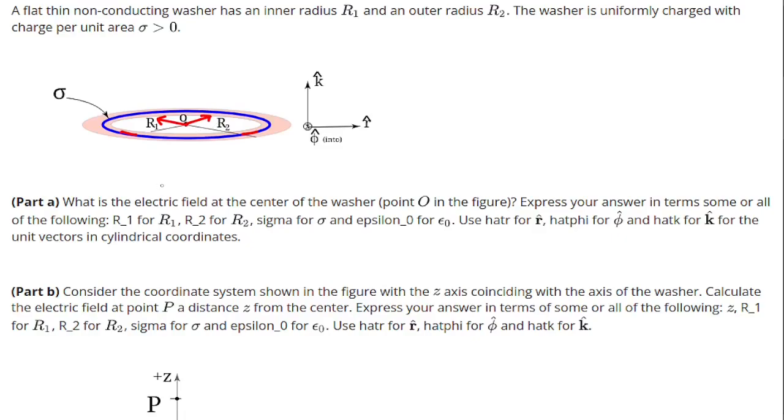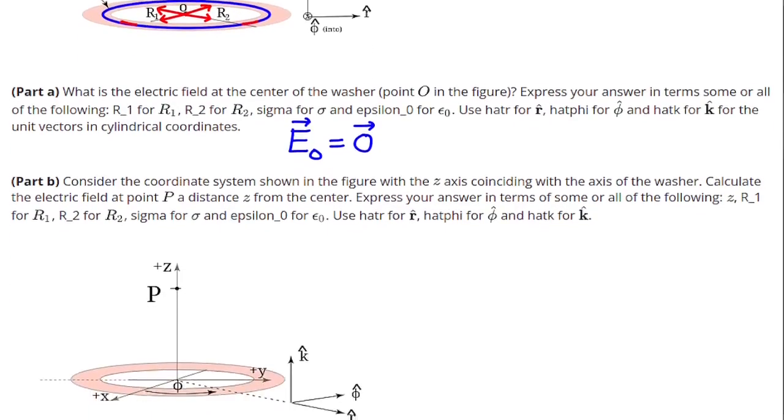So you can see that the components pointing to the left and pointing to the right cancel each other out. And similarly, if we took charged elements on the opposite side of the ring, they're going to produce electric fields that cancel these ones. So by symmetry, the net electric field at point O is 0. So you can consider this washer being assembled by these concentric rings of charge.